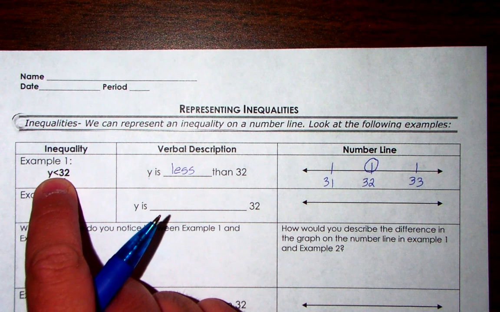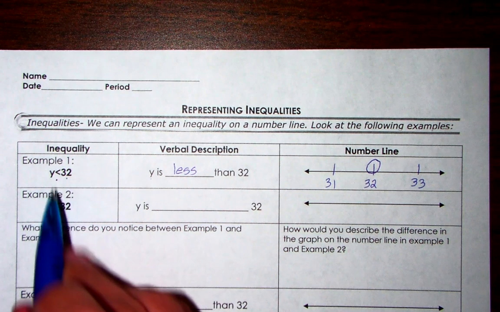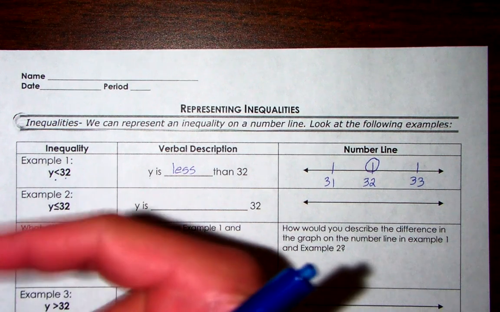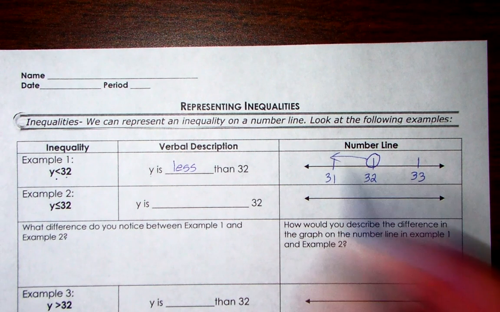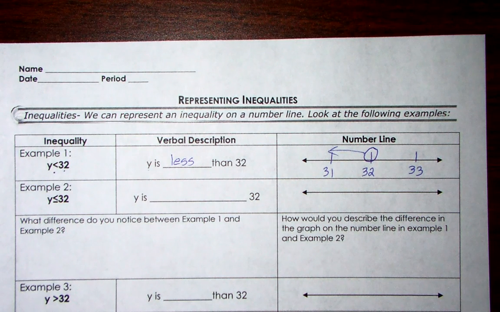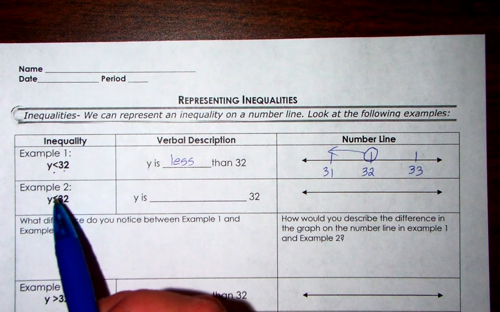Thirdly, which way is the arrow facing? The tip of the arrow is facing to the left, so you would shade everything to the left, just like this. And guess what? You're done. You just graphed it on a number line. Done. All right, let's look at example 2.